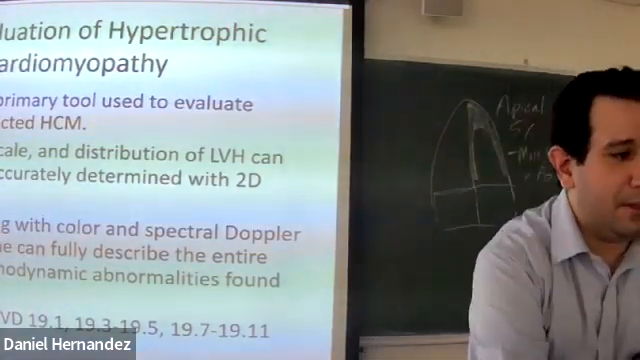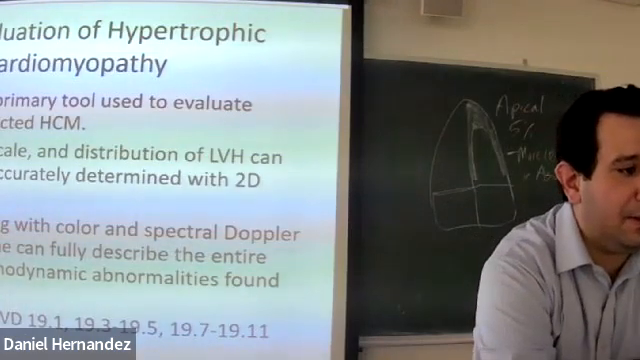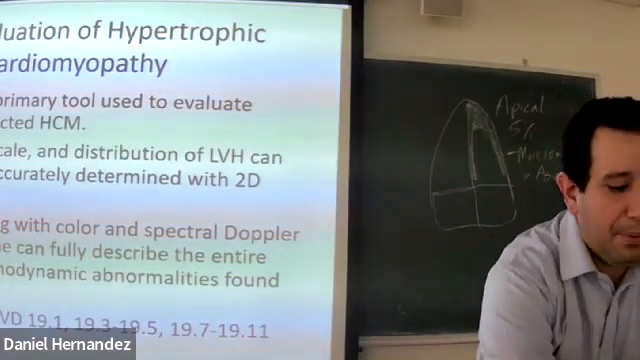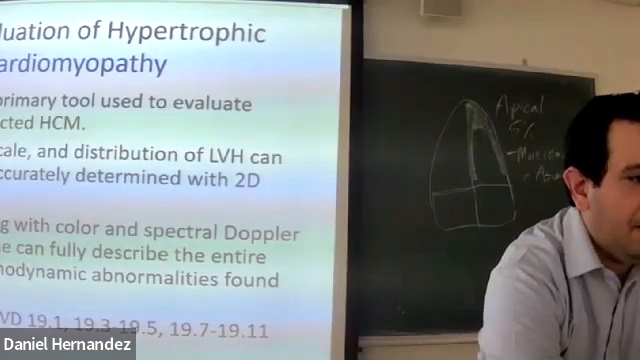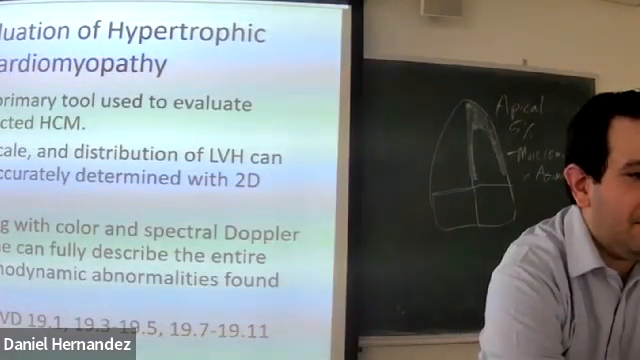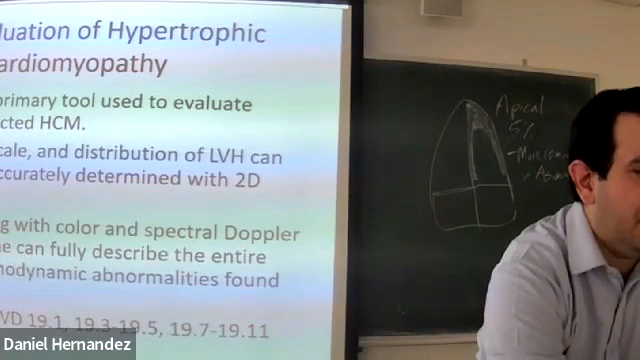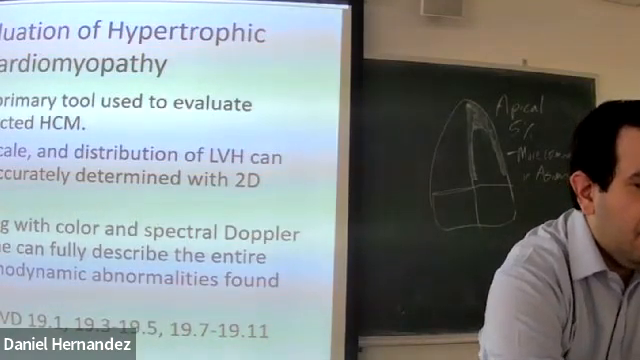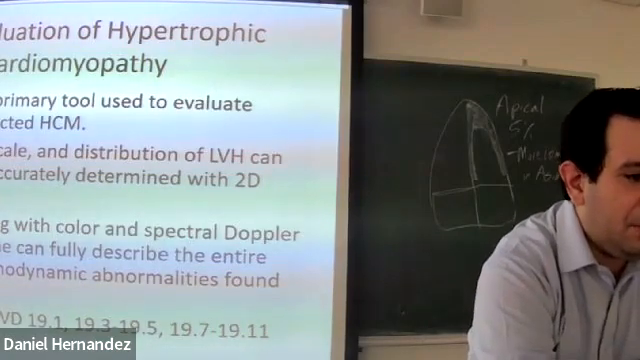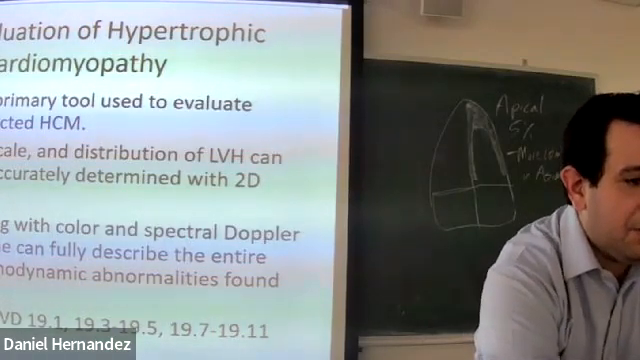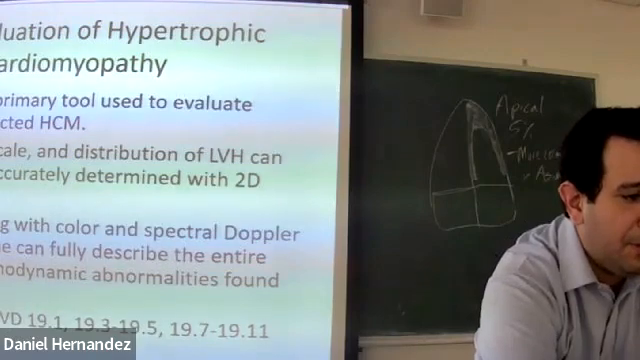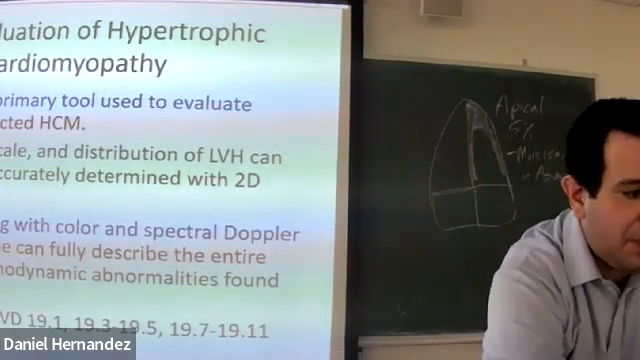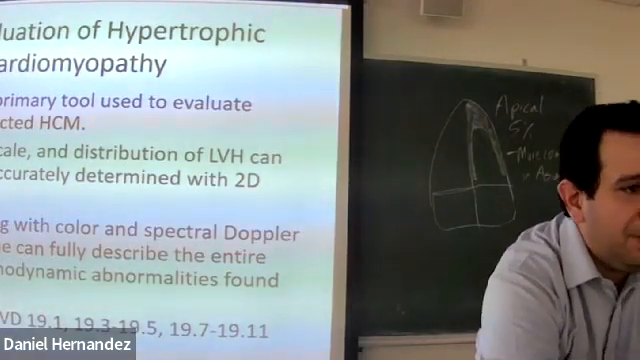So 2D echo is the primary tool used to evaluate known or suspected hypertrophic cardiomyopathy. The presence, scale, and distribution of that hypertrophy can be clearly and accurately determined with our 2D echo. By using 2D along with color and spectral Doppler and M mode, we can fully describe the entire spectrum of hemodynamic abnormalities that are associated with hypertrophic cardiomyopathy.